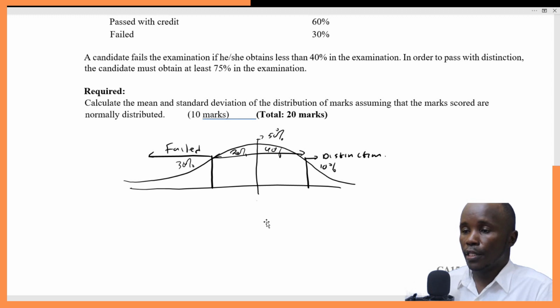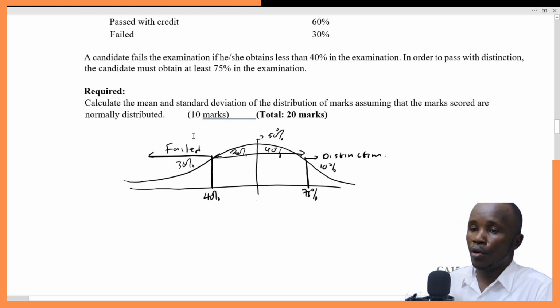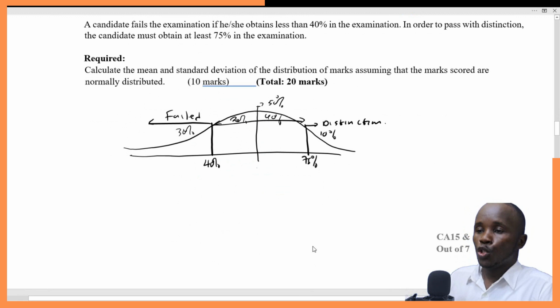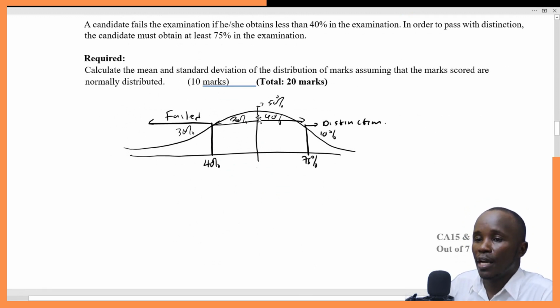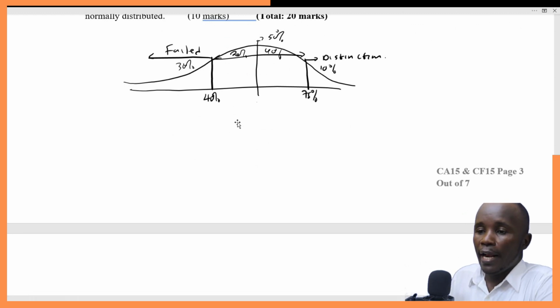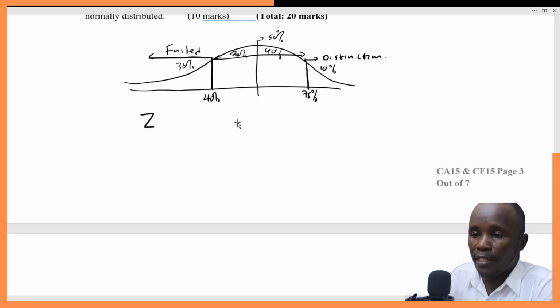For you to pass here, you need 40%. Below 40%, you have failed. Below 75%, you have a credit. But above 75%, you have a distinction. So in this question, what we are missing is the mean and the standard deviation. Now, we have to standardize this score and get our Z. Let's get our Z1.